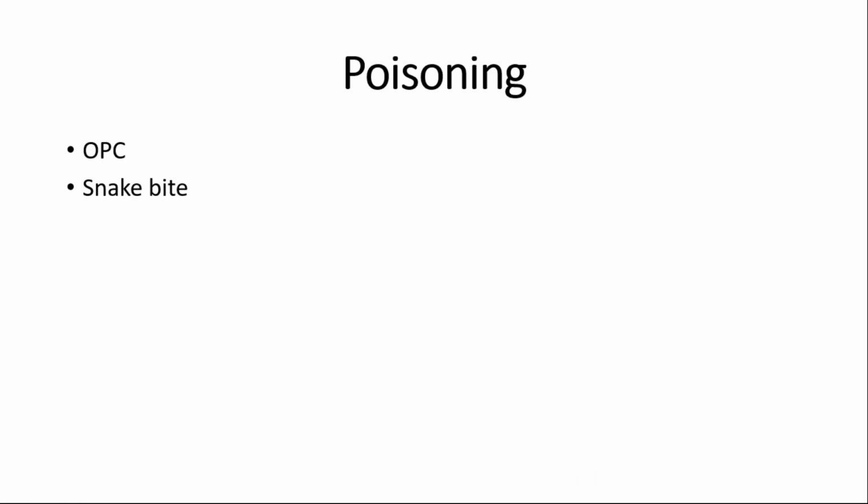Now coming to poisoning. The most common poisonings which come to us in casualty are OPC poisoning and snake bite. Snake bite is not common in Delhi per se, but in the outskirts of Delhi, or whenever you are posted in a PHC or rural areas, snake bites are very common. These two poisonings are very common.